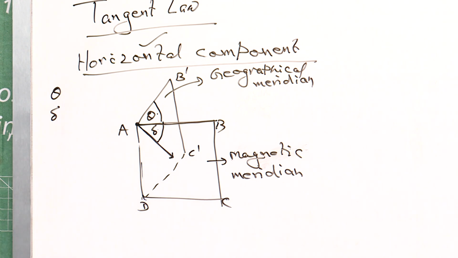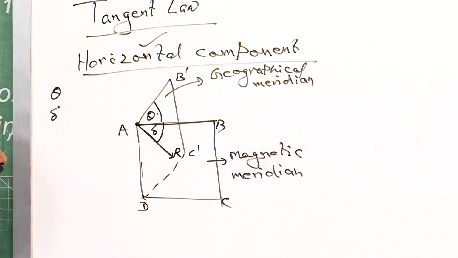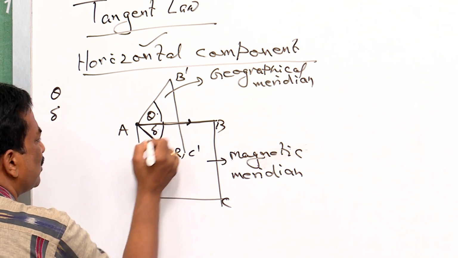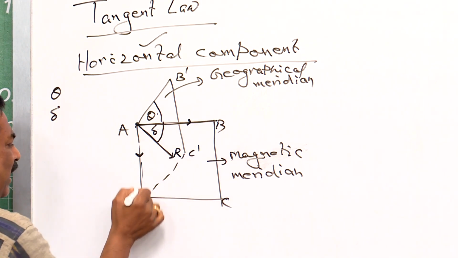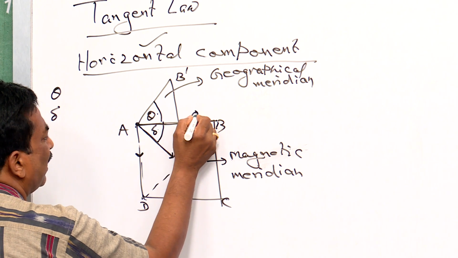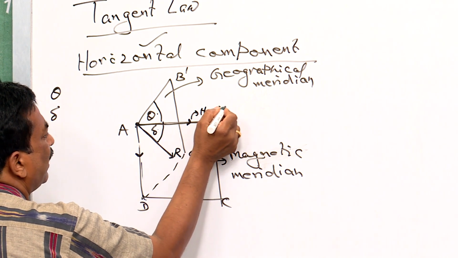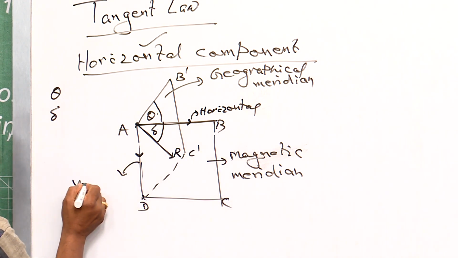Resultant of this one. So, if the resultant of this one is equal to r, then it has two components: AB is one component and AD is the other component, and this is its horizontal component, and this is its vertical component.